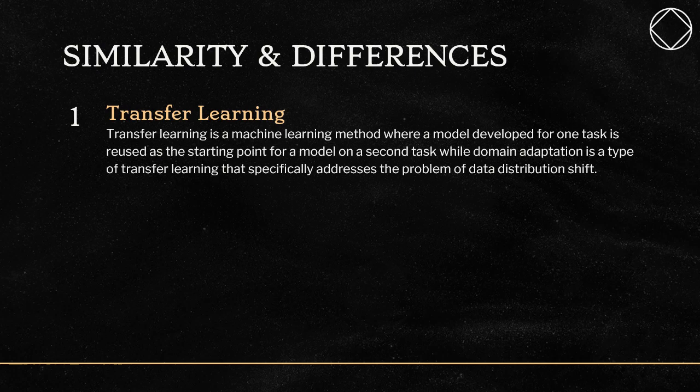Domain adaptation also uses two data sets which are a little different but very similar. So domain adaptation is a special case of transfer learning. Domain adaptation is a special case where it assumes that the data sets are from different distributions.